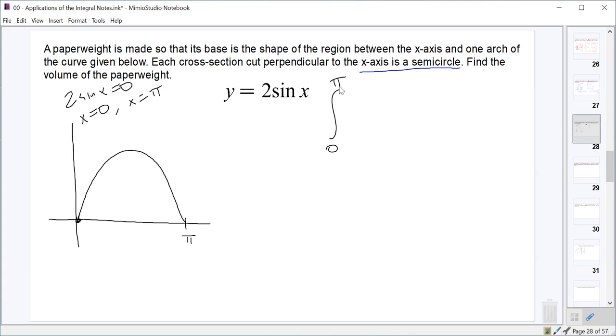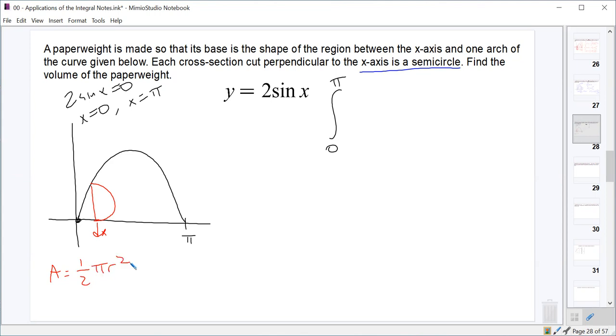And our cross sections are semicircles. So I'm just going to draw one semicircle this time. But we have a bunch of them, an infinite number of them, in fact, because we're slicing this an infinite number of times. And the thickness of this is infinitesimally small in the x direction. The thickness of dx. And we know that the area of a semicircle is 1/2 pi r squared.